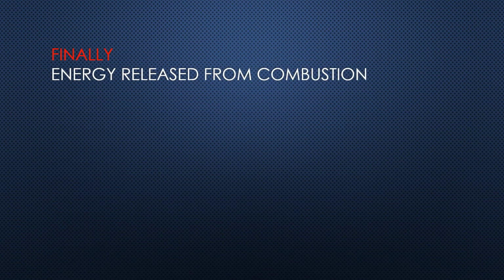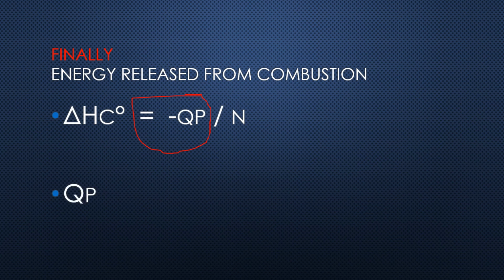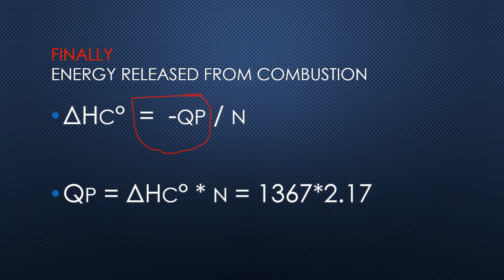Finally, we are going to calculate the energy released from this combustion reaction by the equation: standard heat of combustion equals the quantity of heat under standard pressure over the number of moles. So what we need here is to calculate the quantity of heat released. So the quantity of heat released will equal standard heat of combustion multiplied by number of moles, which is 1,367 times the number of moles we already calculated, 2.17 moles in 100 gram of ethanol, and the answer will be 2,966.39 kilojoules. Thank you.